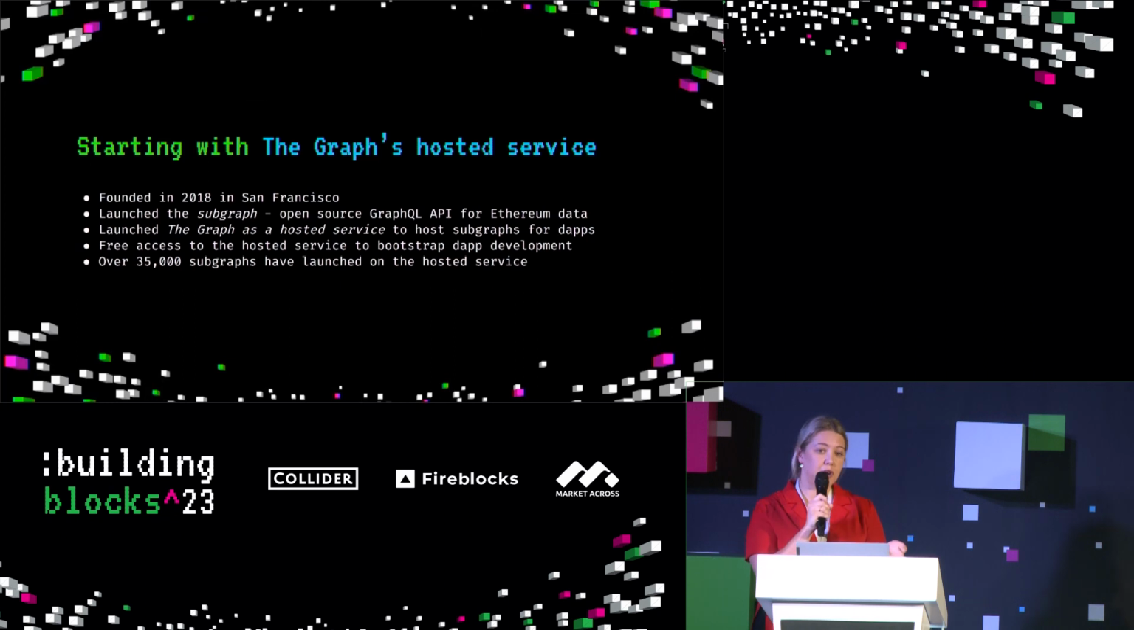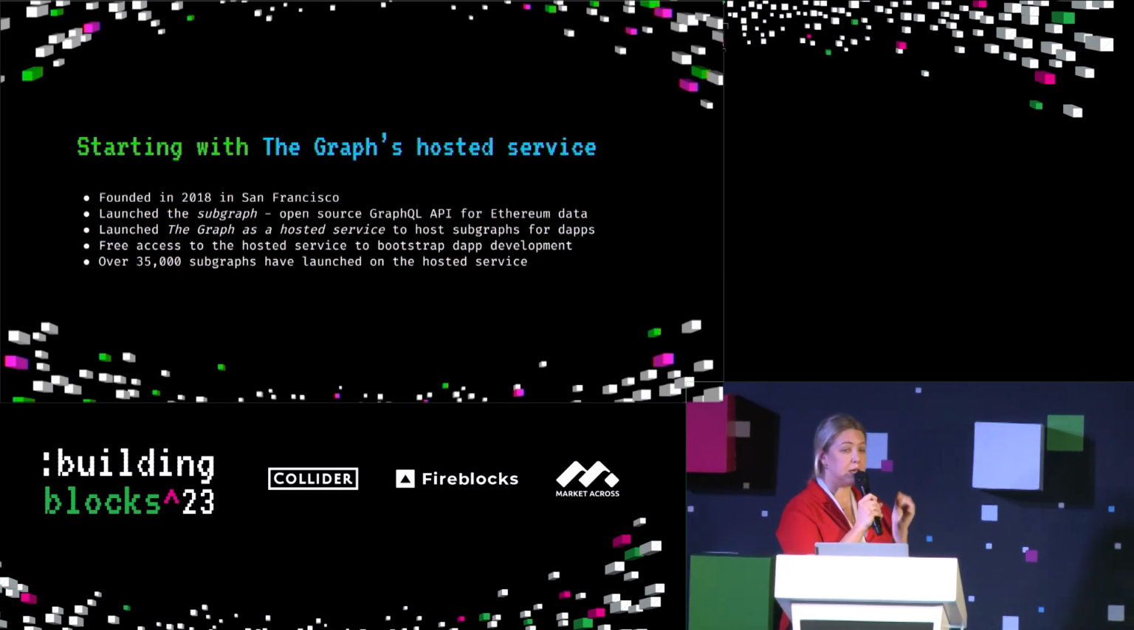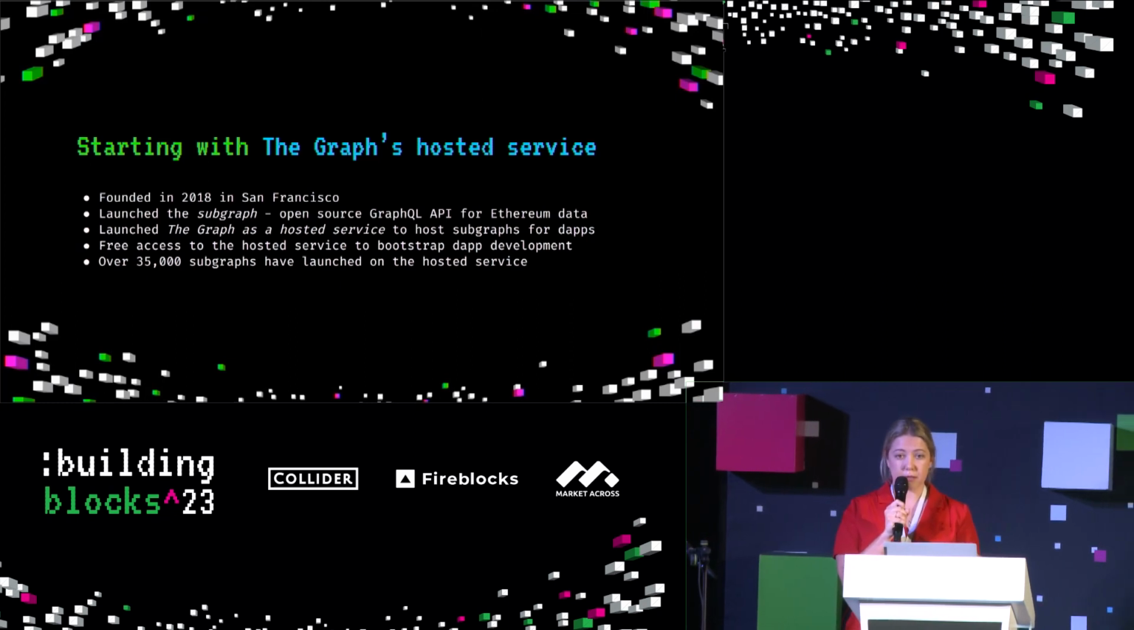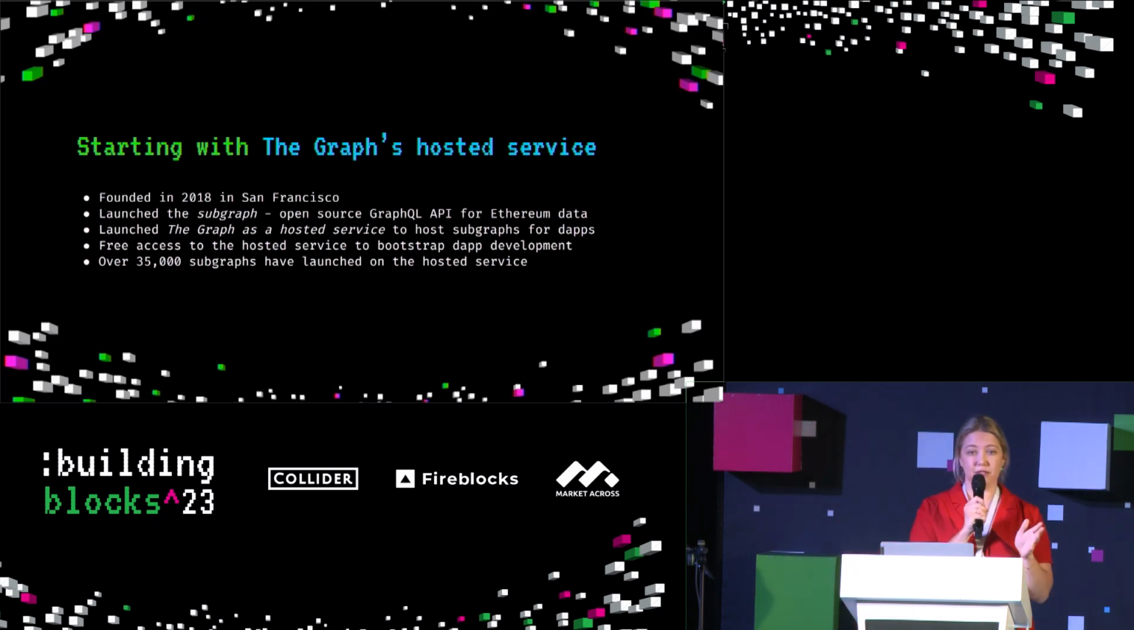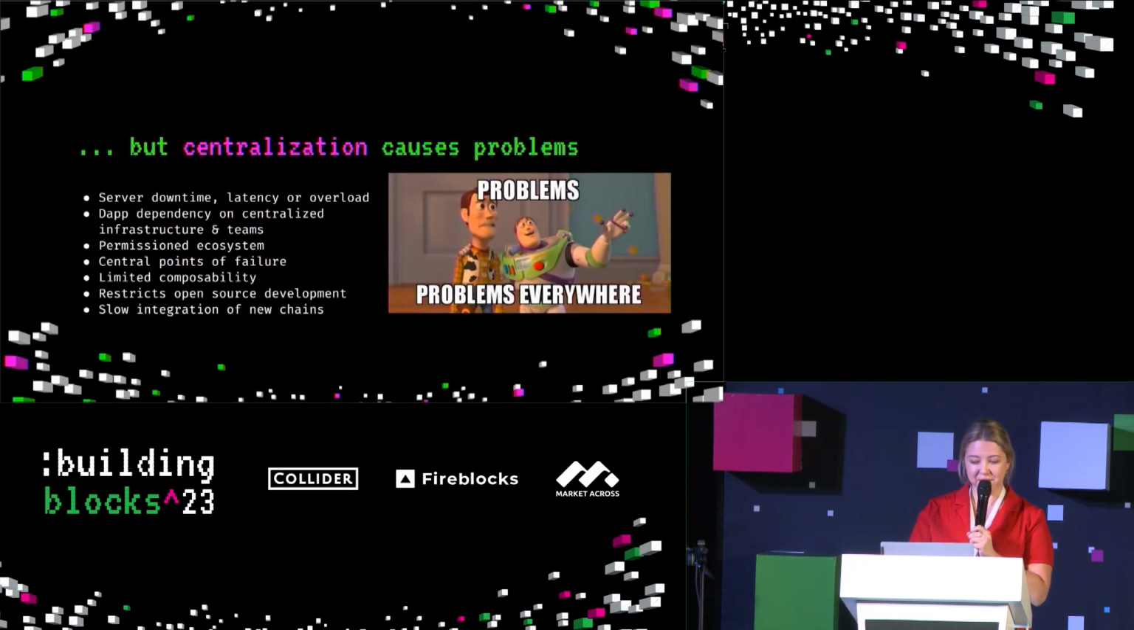And then we launched the Graph's hosted service. So really the initial hypothesis was the subgraph is solving a solution as a product, but before you decentralize, you really want to get that product market fit. You want to make sure people are actually using it. And so a centralized hosted service was launched to begin with. Since the hosted service launched, we've had over 35,000 subgraphs deployed globally, which is incredible. And I'll tell you a little more about where we're going.